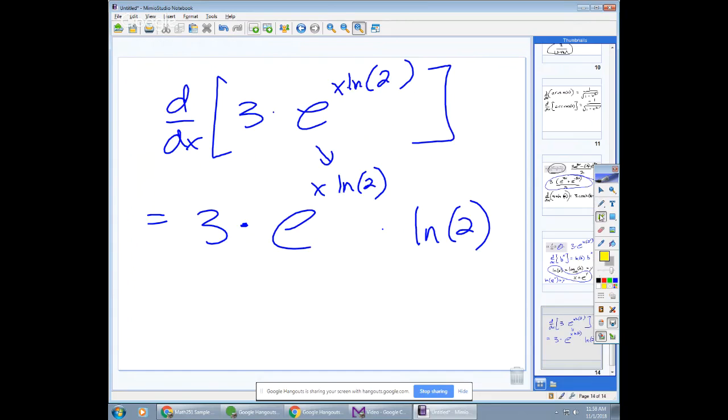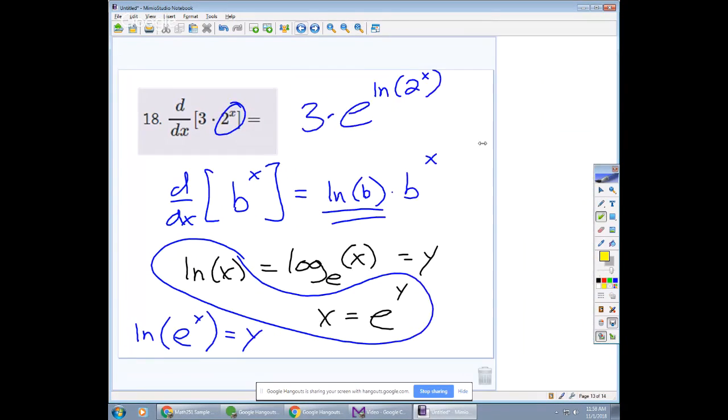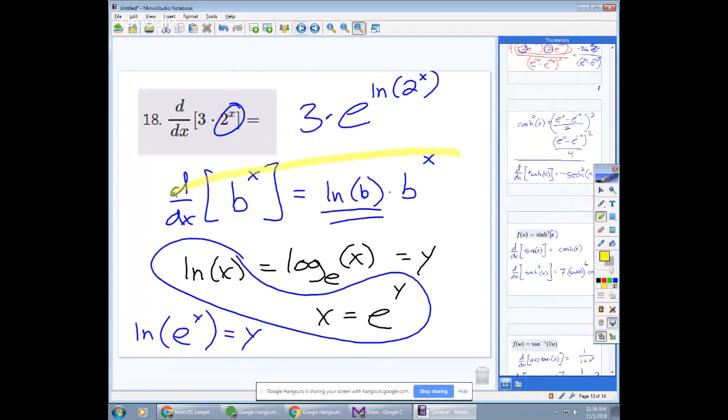And then from our previous page, we know that this simplifies back to just 2 to the x. So that's my answer then. 3 times 2 to the x times the natural log of 2. So there's that multiple of natural log of 2 that I said is just part of that formula there. And so my advice is memorize this formula, which is ln b times b to the x. I got 6 to the x ln 6.